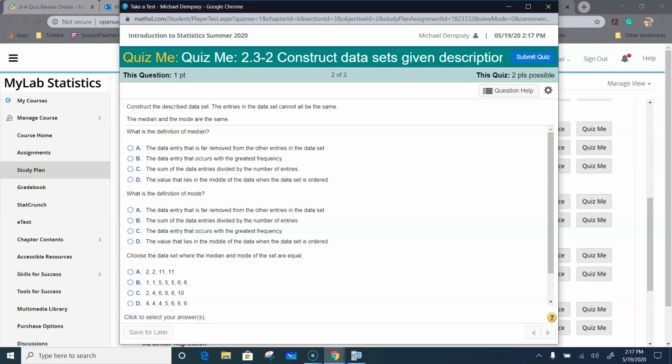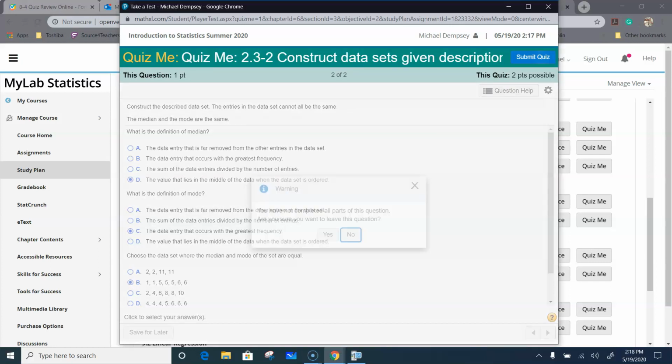Definition of the median, that's your middle. So here we have median and mode are the two definitions. So the median lives in the middle, the mode occurs most often, and then the last one where we have 1 1 and 6 6 on the ends, and then 5 living in the middle occurring most often, that's where your median and mode would be the same.